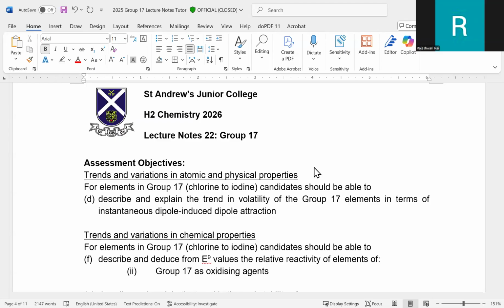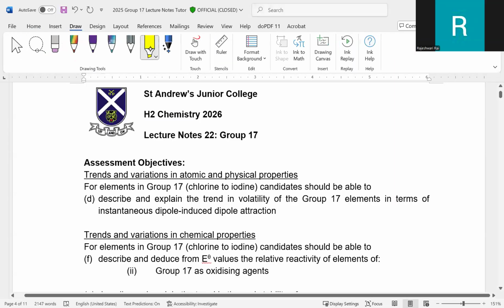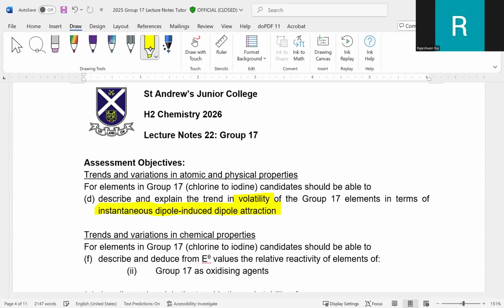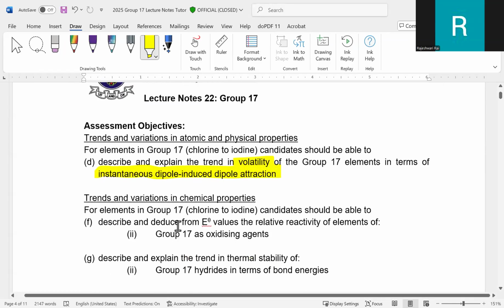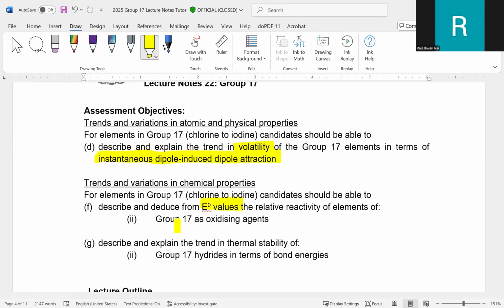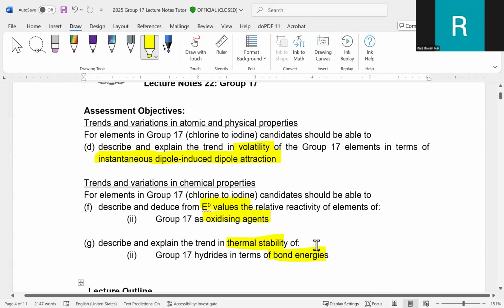Hello, today we're going to look at Group 17, the trends and variations in atomic and physical properties, specifically the trend in volatility of Group 17 elements in terms of the ID attractions. And we'll also be looking at the E0 values in order to determine how Group 17 behaves as oxidizing agents. We'll also be looking at Group 17 thermal stability in terms of the bond energies between the covalent bonds.